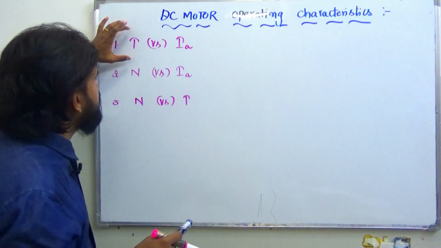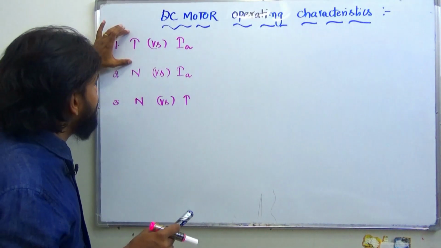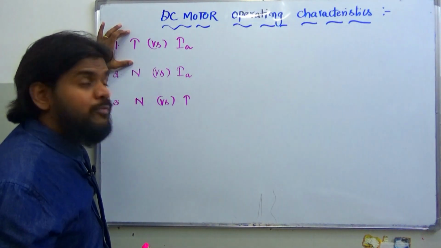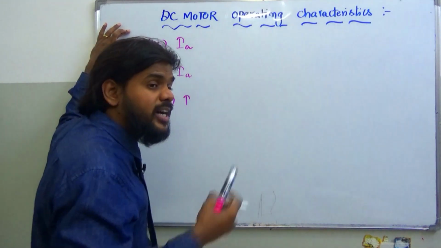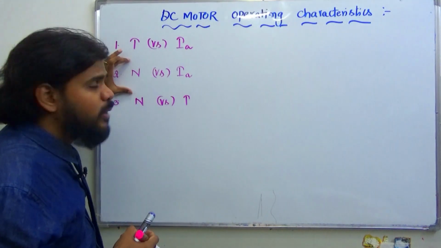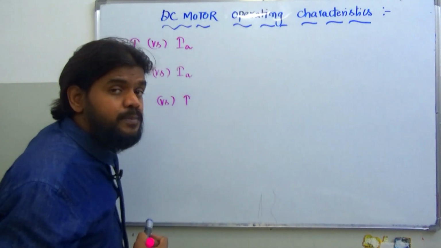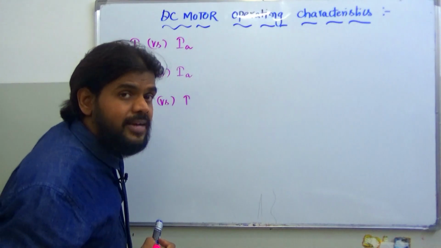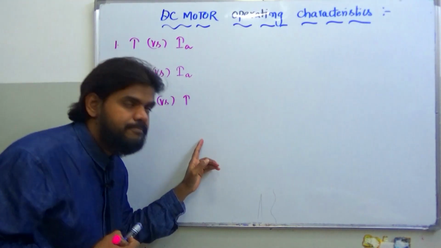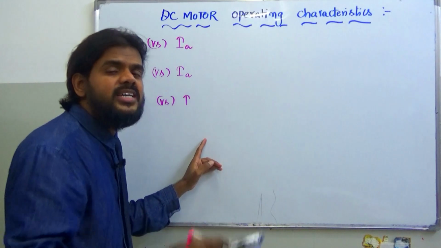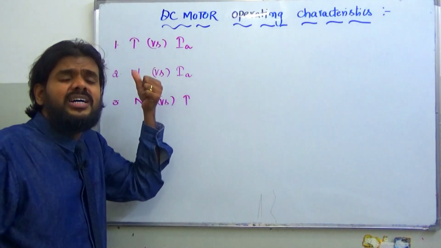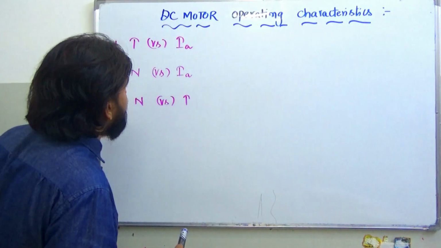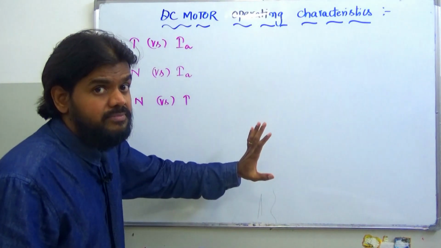I'm going to explain them in detail. The first one is about variations of torque with respect to the armature current. The second one is about variations of speed with respect to the armature current, and the third one is about variations of speed with respect to the torque, or vice versa, variations of torque with respect to the speed. These are the three different characteristics we'll be focusing on today.